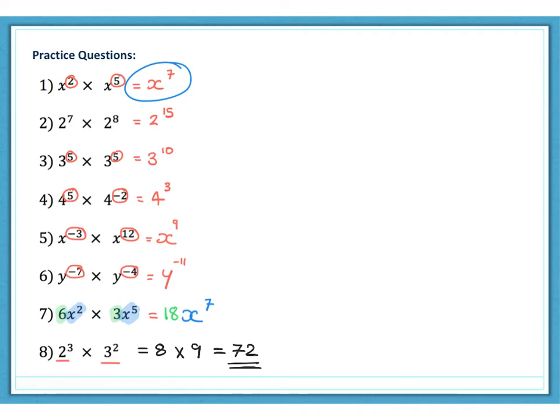Now, one thing we haven't looked at, and we'll add this as an additional example, is what would happen if we had 2 cubed multiplied by 2 to the 5 multiplied by 2 to the power of 7. So three terms multiplied together, all with the same base. Well, you simply add all of the indices together, so you end up with an answer of 2 to the power of 15, like so.